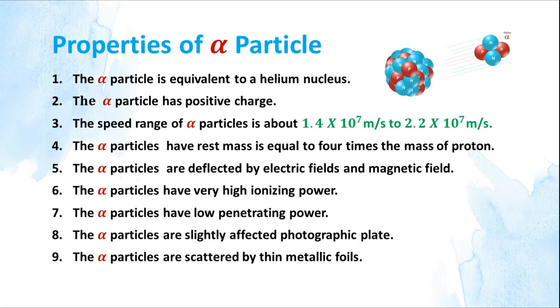Then the last one is that the energy of alpha particle is nearly about 6 mega electron volts. Mega means 10^6, so 6 × 10^6 electron volts. It is the highest energy as compared to the beta and gamma.